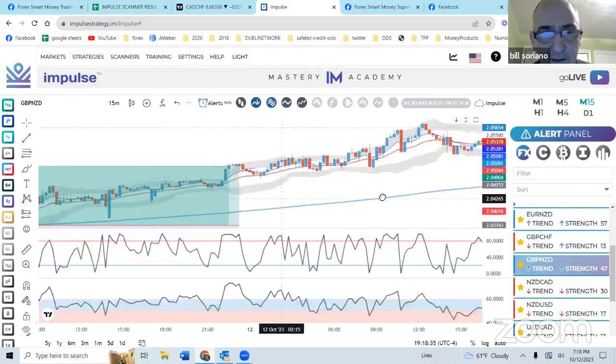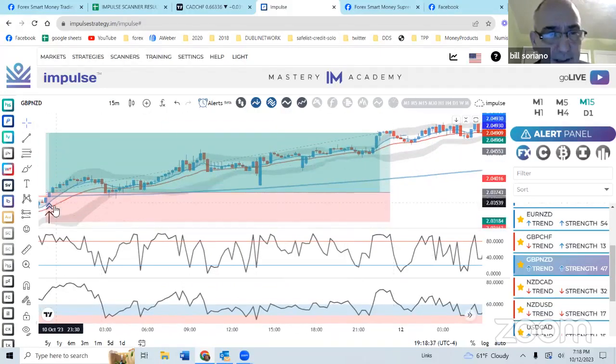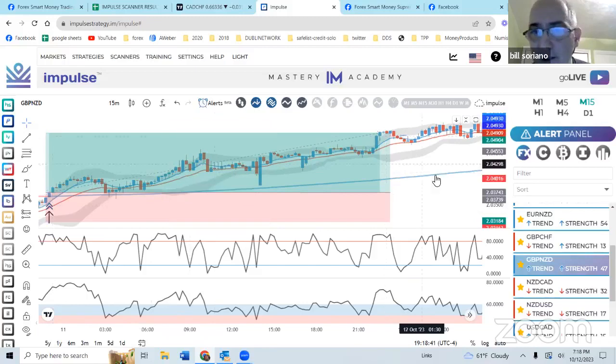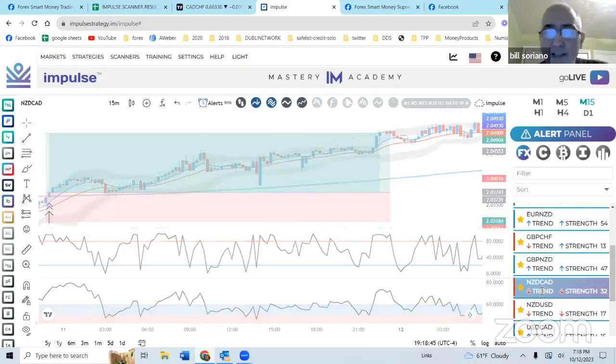GBP-NZD is another winning trade. As you could see here, we would have got in there. There's our impulse, our macro trend indicator here, and we get another win. So again, we're not waiting for any pullbacks.